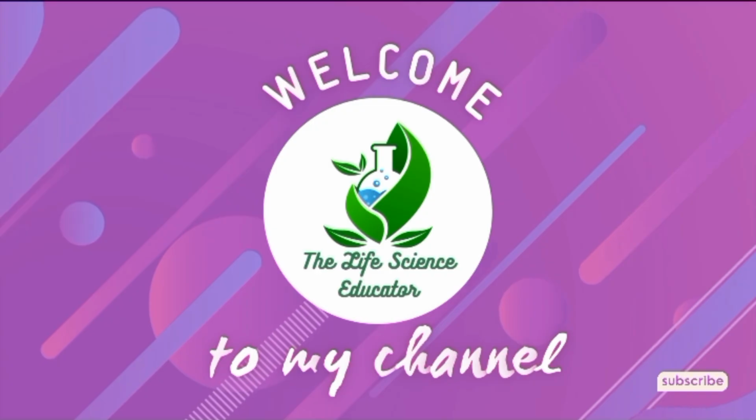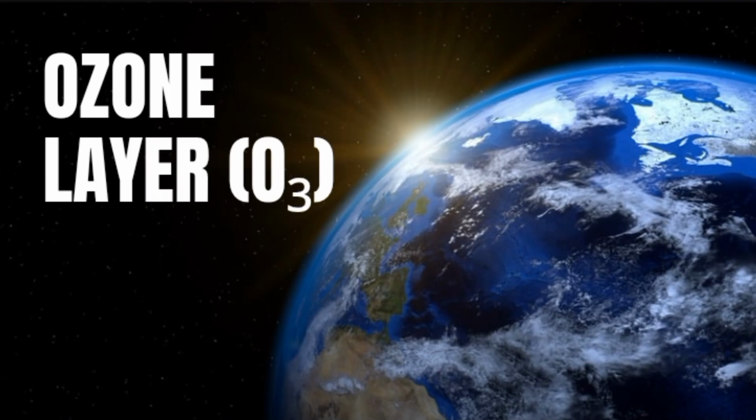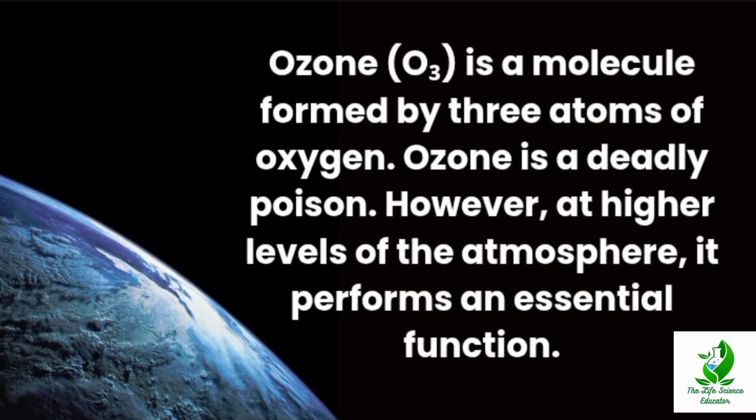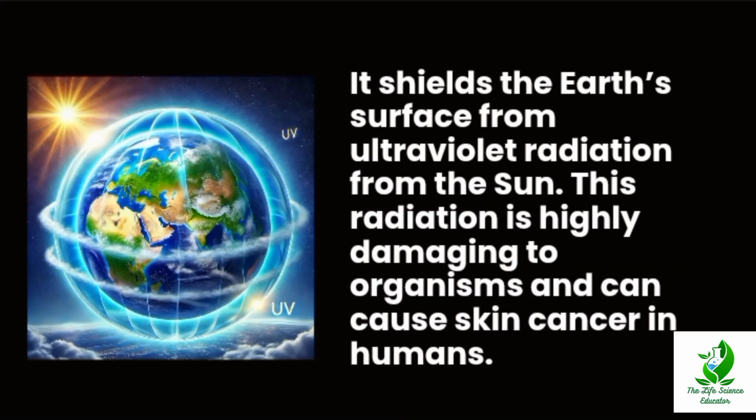Today we are going to discuss another new topic, that is the ozone layer. So first, let us discuss what ozone is. Ozone is a molecule formed by three atoms of oxygen, and ozone is a deadly poison. However, at higher levels of the atmosphere, it performs an essential function. The ozone layer shields the Earth's surface from ultraviolet radiation coming from the sun. This radiation is highly damaging to organisms and can cause skin cancer in humans.